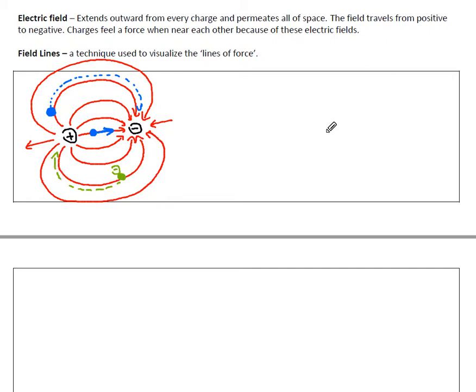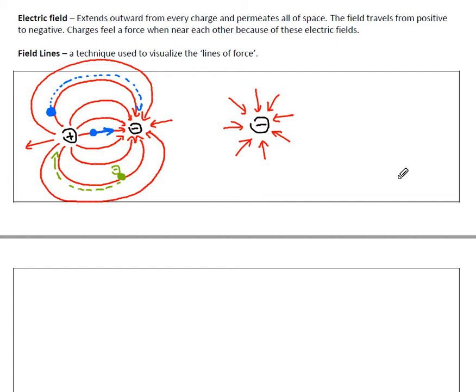Let's look at a few more examples. Let's say I just have a negative charge like so. A negative charge behaves just like a planet. We know that it's going to attract positive stuff. A negative charge attracts positive stuff.